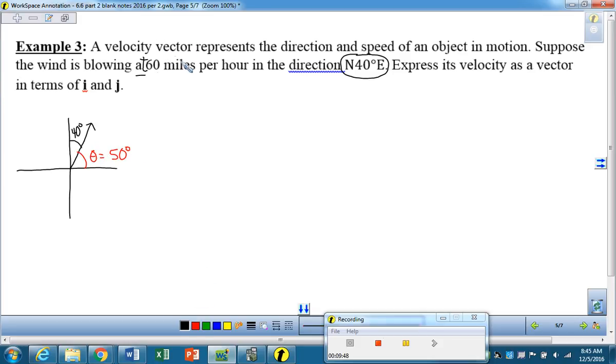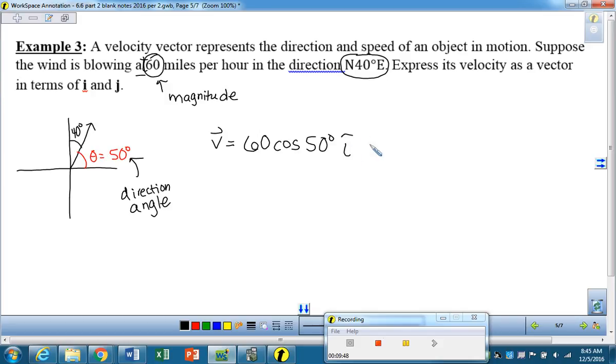All right, we have our magnitude. Our magnitude is our velocity, in this case 60. So our magnitude is 60. We have our direction angle of 50 degrees. So we're going to plug these pieces into our formula. So we have our magnitude times cosine theta i plus 60 sine 50 degrees j. Now this one we have to type into our calculator.